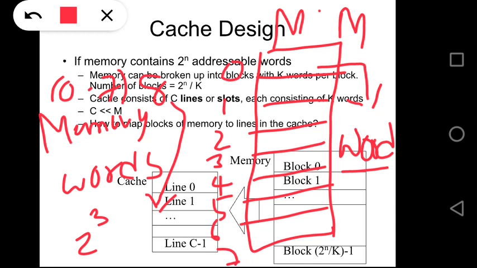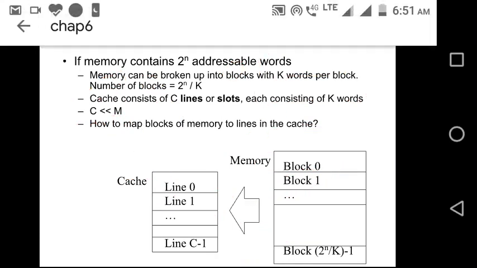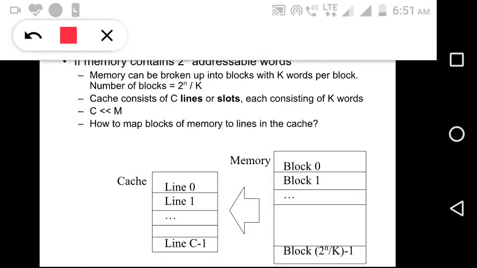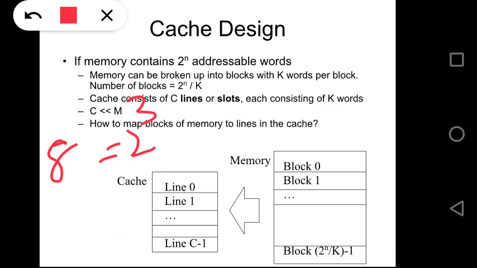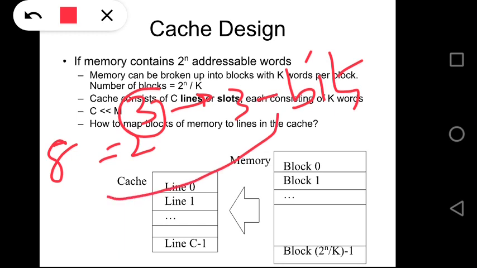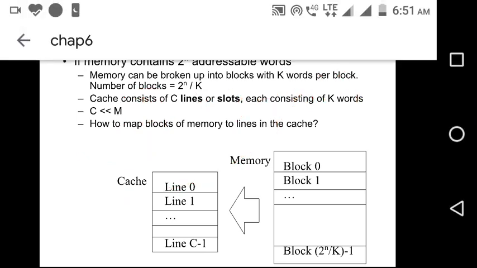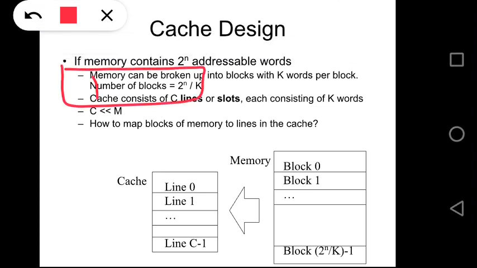I hope you are getting it. So how did I frame the sentence? The main memory contains 2 power 3 addressable memory words. Why am I converting the 8 into 2 power 3? It means 3 bits are required, or sufficient, to locate 8 memory words. 3 bits are sufficient. How? I'll explain. See, let's assume these are the 3 bits.